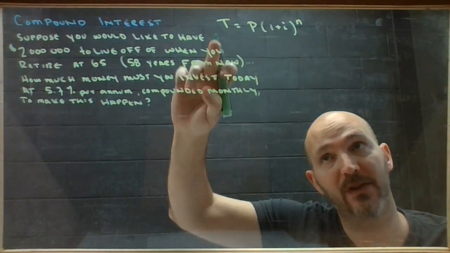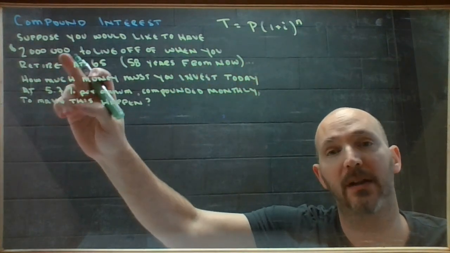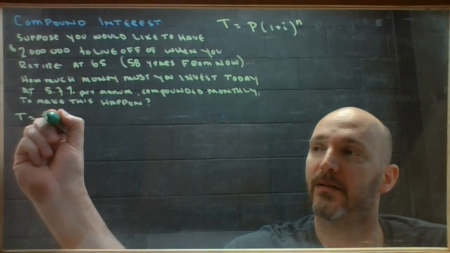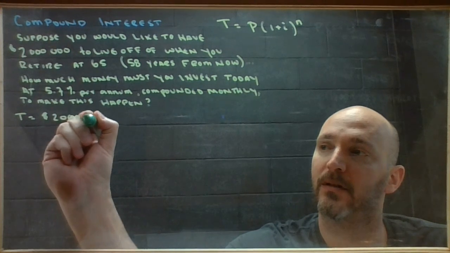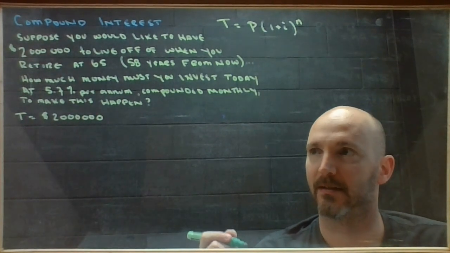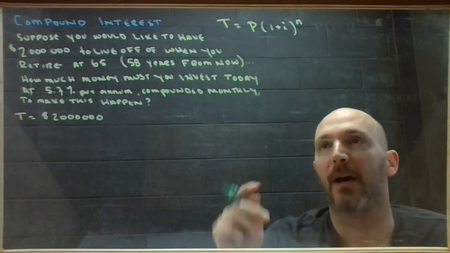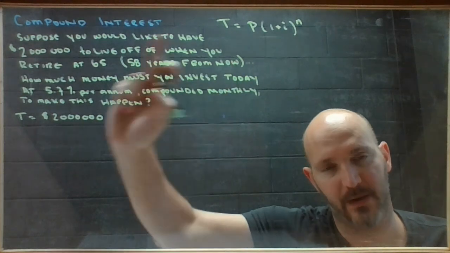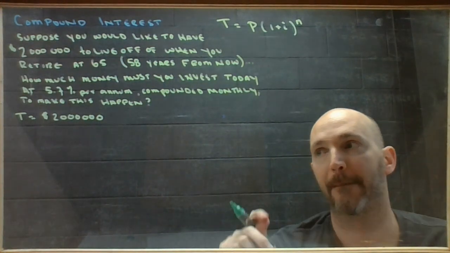Well, I'm trying to fill in the formula here. I have a total amount this time. I know I want it to add up to $2 million, so T is 2 million. It feels like a lot of zeros, because it is. I don't know how much I'm putting in the first place. That is what I've been tasked to find here.